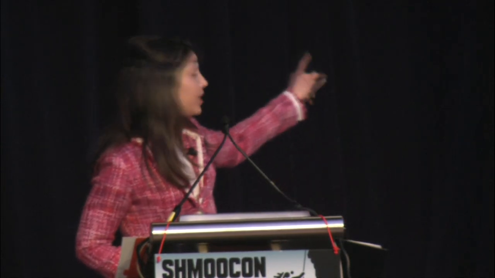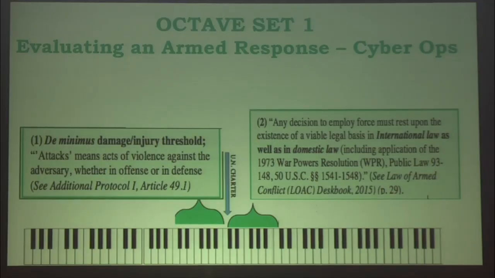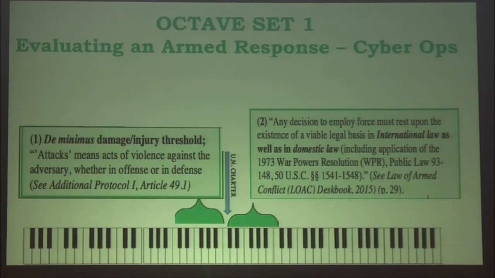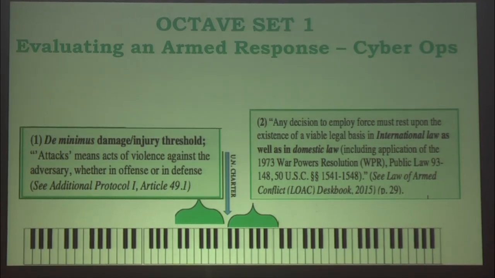One, what type of harm was produced? Have we met the de minimis damage injury threshold? And when you hear de minimis damage, I'd like for you to substitute it with death, damage, high-level destruction. That's an easier way just to cut to the core of what that's referring to. So if we have a hostile cyber act that produces that death, damage, high-level destruction, second point of analysis, we need to ensure that any decision to employ force must be supported under a viable legal basis under international law. And if the United States is conducting this analysis, the third step is ensuring that any decision to employ force is also in accordance with relevant domestic laws, such as the US Constitution and the War Powers Resolution Act.